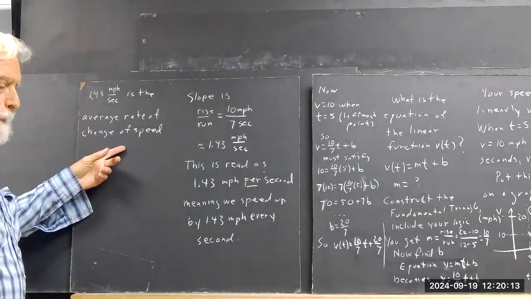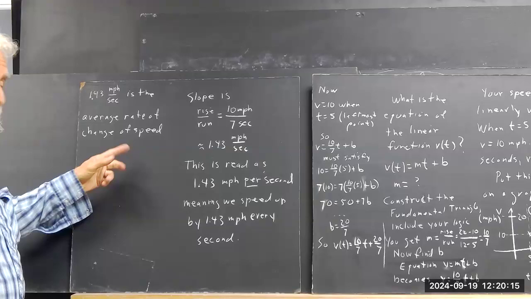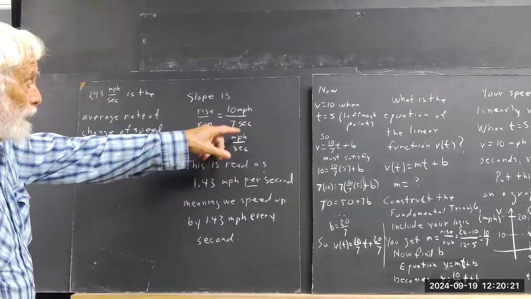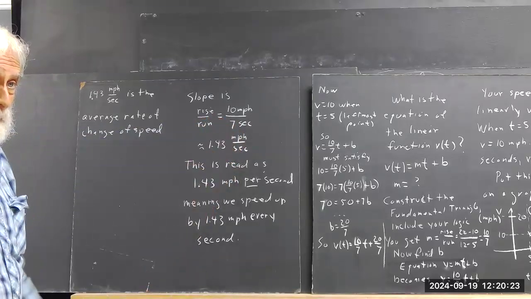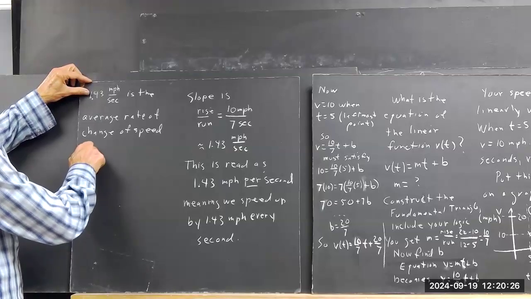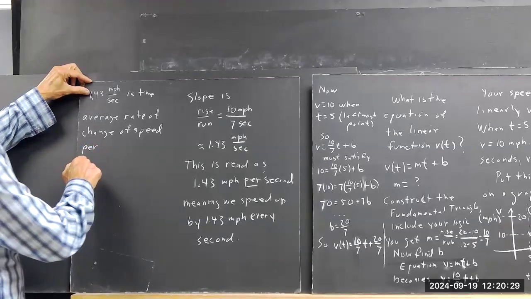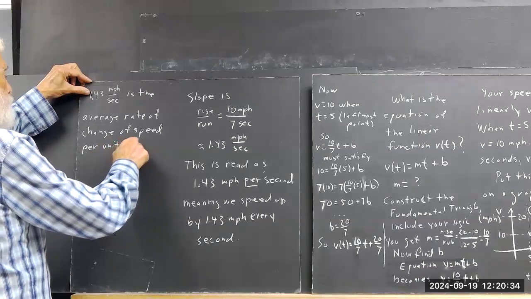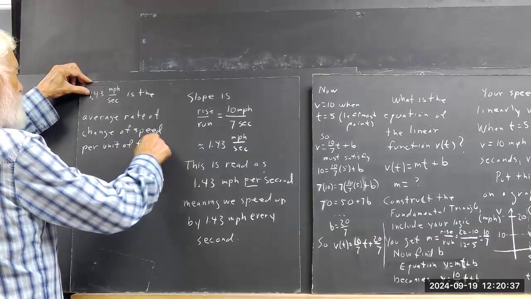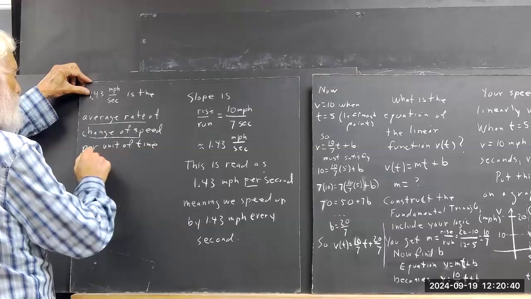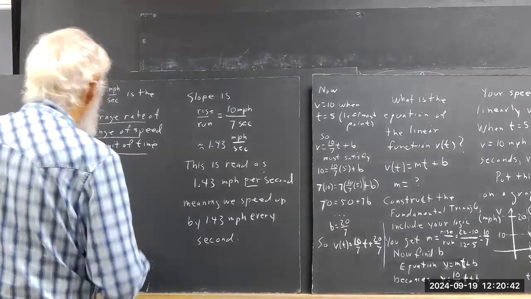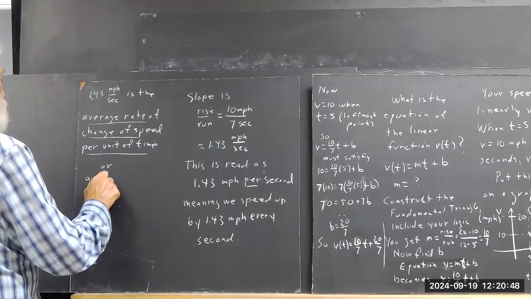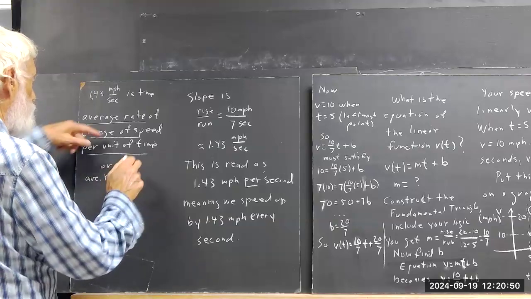Now that's all Open Math is going to ask you to say. Well, it's not just the average rate of change of speed because you've also got to acknowledge that it's per second, right? And I say per unit of time. And to abbreviate this, it's the average rate of change. I use ROC for rate of change.